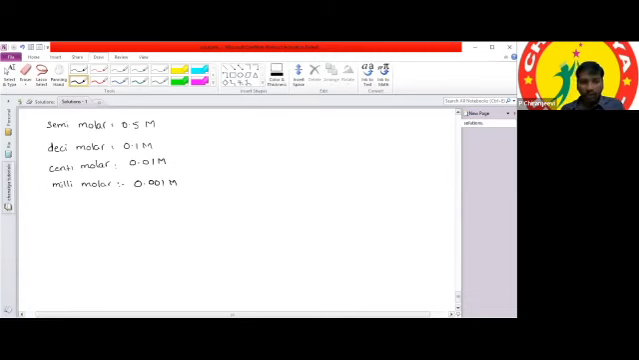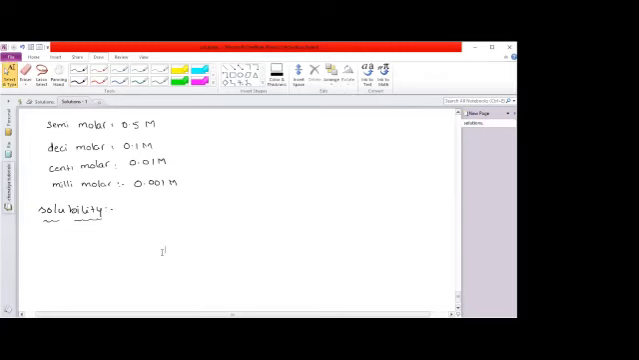Solubility. What is meant by solubility? Anyone of you? Ritu, Khyati, Aditi, what is meant by solubility? The ability of a solute or a compound to dissolve in a solvent.